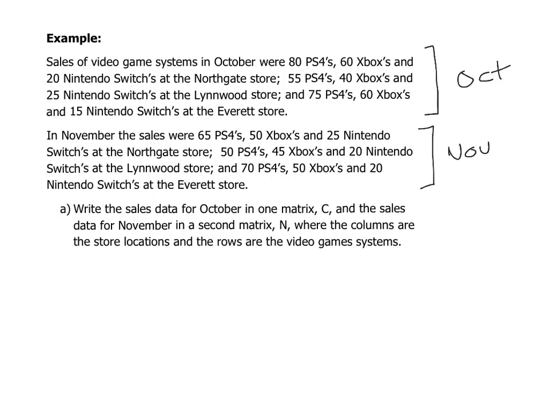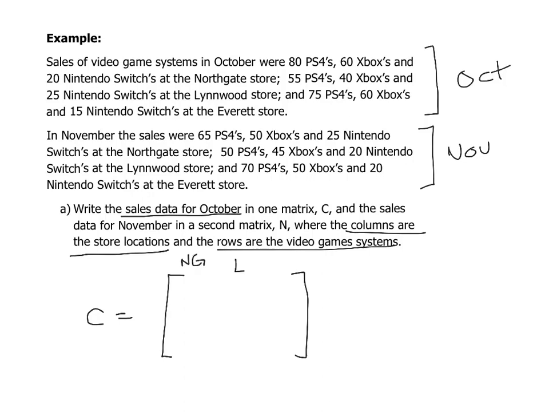What they're asking us to do in this problem is to write the sales data for October and then November, where the columns are the store locations and the rows are the video game systems. So if we think about our matrix C, which is our October data, our columns are our 3 different locations. So we're going to have Northgate, Linwood, and Everett columns. And then our rows are our game systems. So we've got PS4, we've got Xbox, and we have that Nintendo Switch.